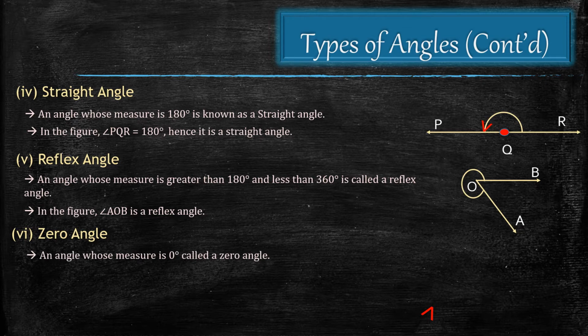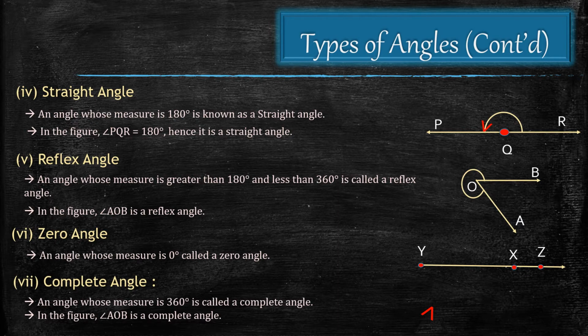Zero angle. An angle whose measure is 0 degrees. With no opening, there are only the arms present. It is a zero angle. Now complete angle. An angle whose measure is 360 degrees. An angle which completes its 360 degree rotation is a complete angle. So here AOB is a complete angle. It starts at A, makes a rotation at the vertex O and comes back to B. It is 360 degrees, so it's a complete angle.